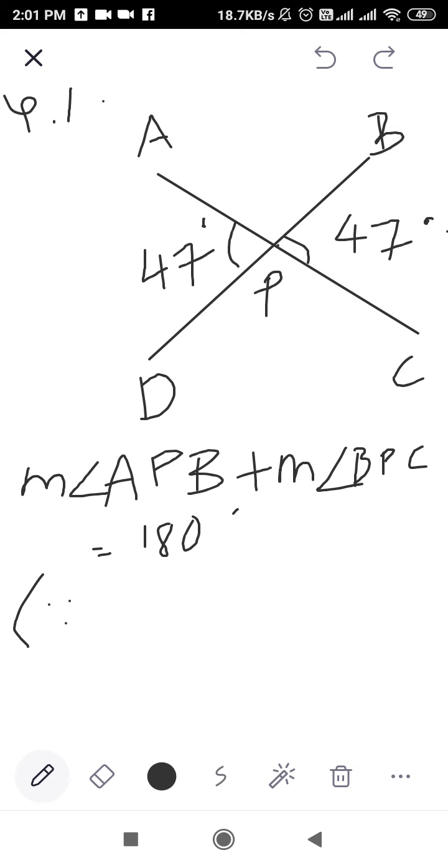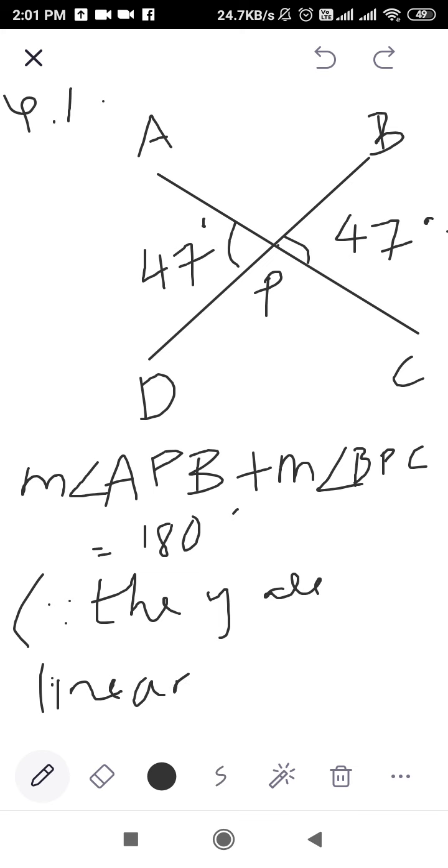Since they are linear angles, right? So now we will substitute the value which is given here.